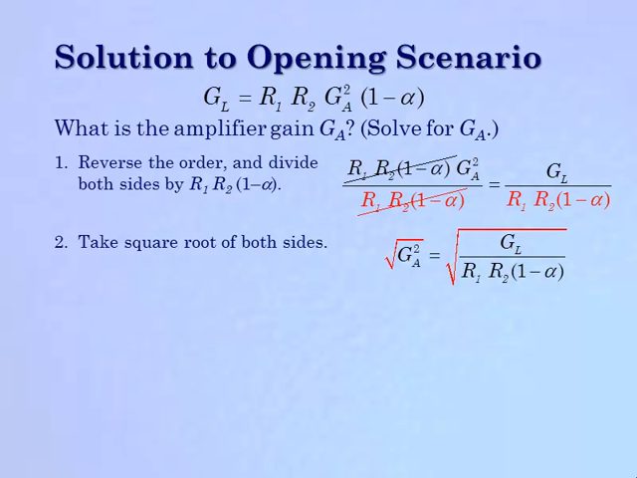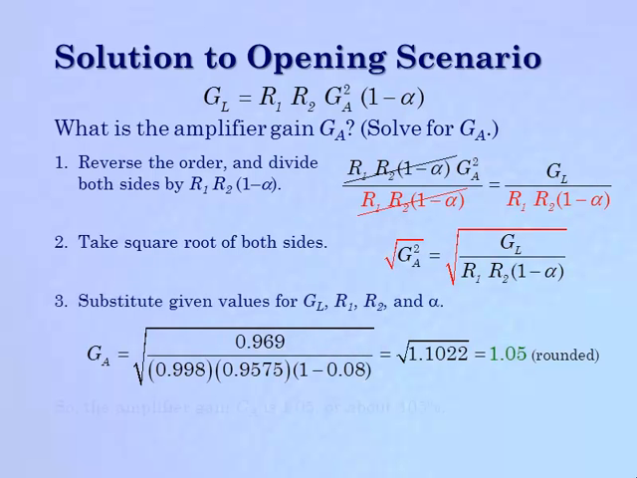Now to undo that g sub a squared, we'll take the square root of both sides. So we'll take the square root of the same number. That squared just gives you the same number. And we simplify and substitute our values in, and we end up with all of those values inserted and come up with the square root of 1.1022, which is equal to 1.05 rounded. So the amplifier gain, g sub a, is 1.05, or about 105%.